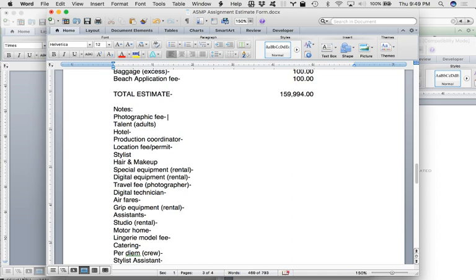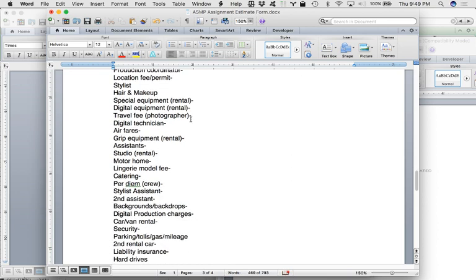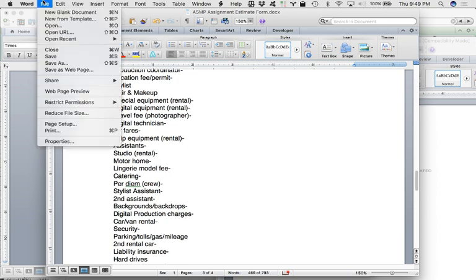So photo fee, 5 days shooting at $3,500 a day, 2 days travel at... or my travel days are probably... I don't know if my travel days are included in there or not. They're actually further down. So again, you would go through and list all of this stuff. Does this make sense?